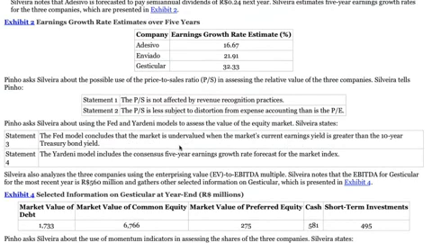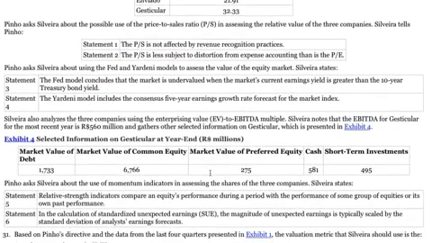I got confused with under and overvalued. Yes, that's true. Statement 4, the Yardeni model includes the consensus 5-year earnings growth rate forecast for the market index. And that's true. So we like statement 3 and 4. So there's a valuable lesson there. Just thinking that you're reading the word correctly could cause you grief. That says undervalued, not over. I was reading it as over.